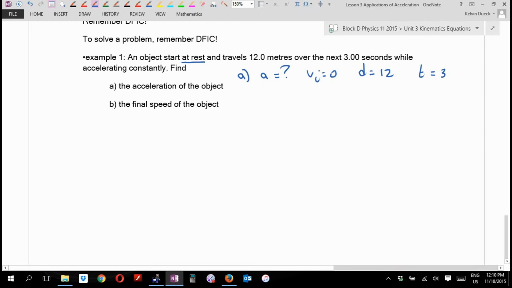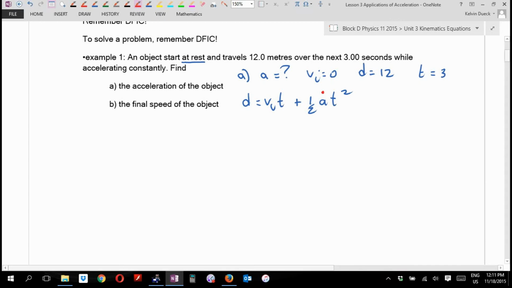Which equation, Adam, my friend? D equals VI T plus 1 over 2 A T squared. I totally agree. What are we trying to find? Acceleration. See it right there? Okay.